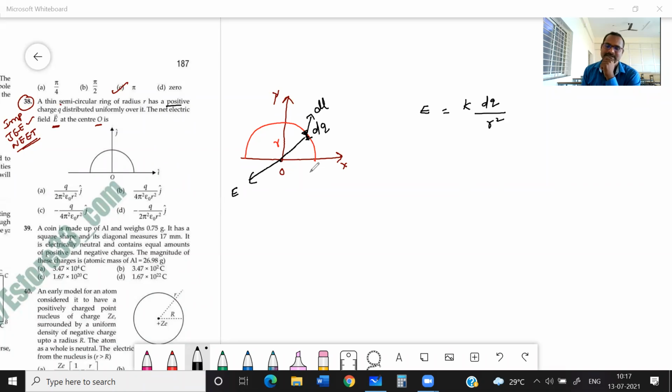Clear? Now this electric field we can resolve into components. Clear, students? Imagine that if this is theta, then you consider this is theta.